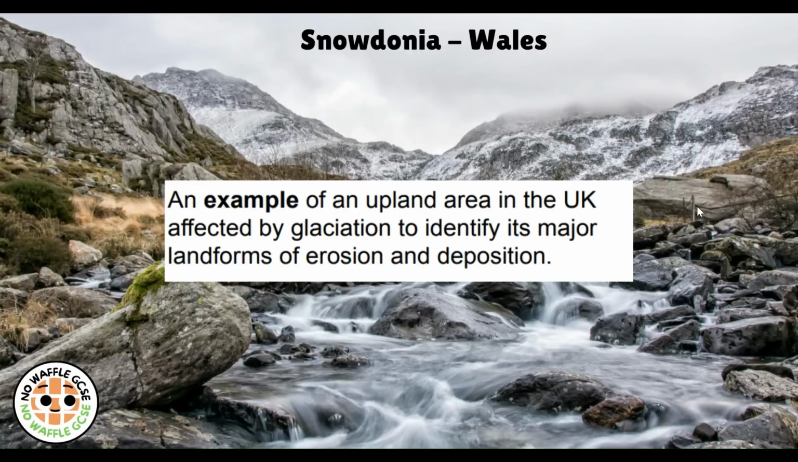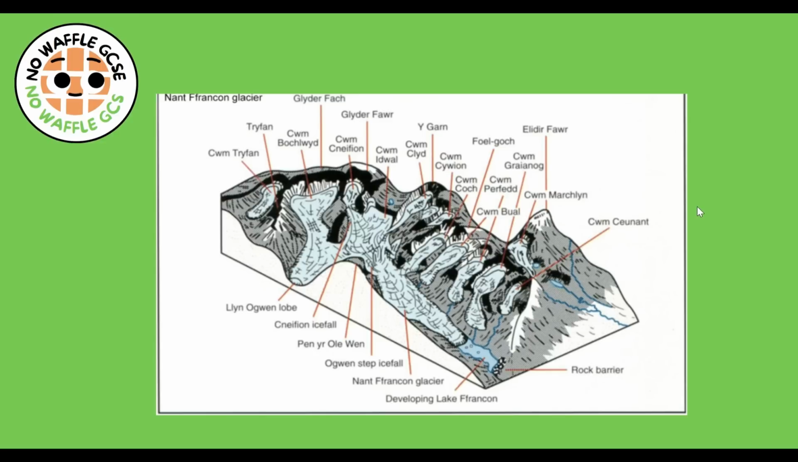Now we're going to move on to the example of an upland area in the UK affected by glaciation to identify its major landforms of erosion and deposition. So we're going to be looking at Snowdonia in Wales. So this is a diagram which has a lot of writing on it, but I'm going to only illustrate three key things here that you need to look at and understand.